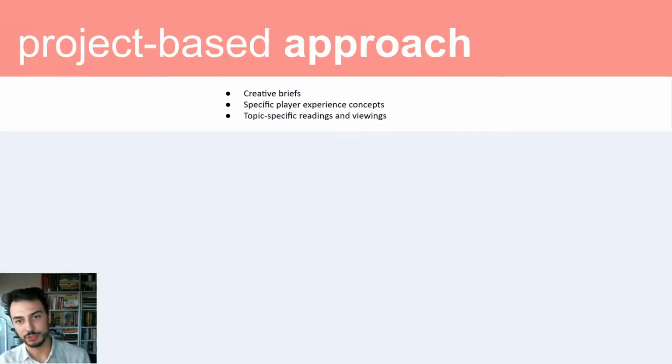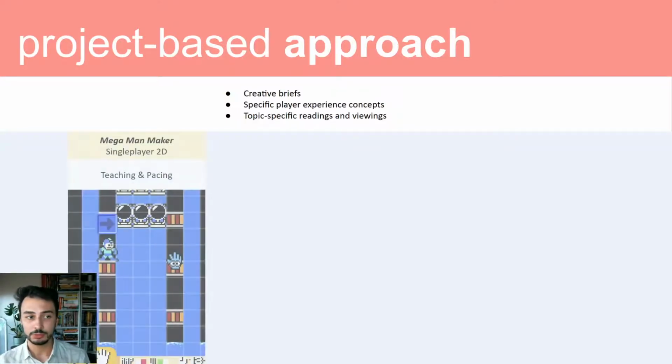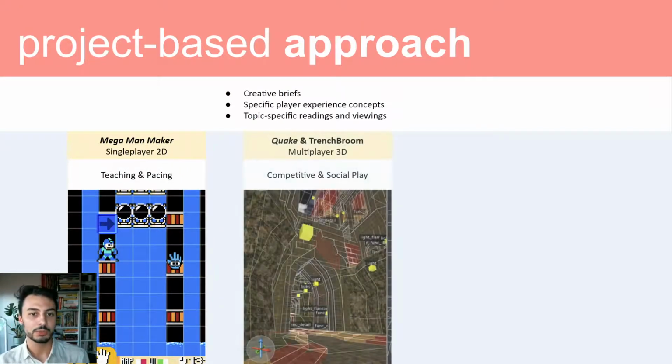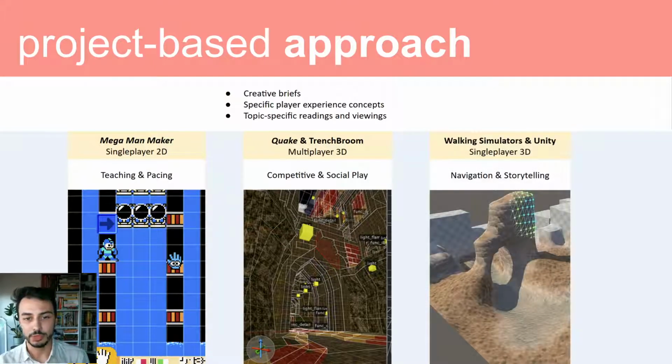Now, to further guide each project, I decided on a creative brief for each that would be based around specific player experience concepts. These would be supported, of course, through readings and viewings as a theoretical foundation. Now, these concepts included the teaching of game mechanics, pacing and moment-to-moment variety within a level, competitive and social multiplayer through level layout and architecture, and provoking and guiding navigation and environmental storytelling. Now, each project would also include a thematic constraint to act as a creative prompt for students.